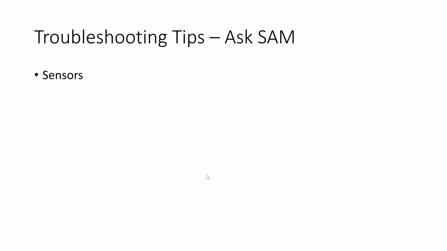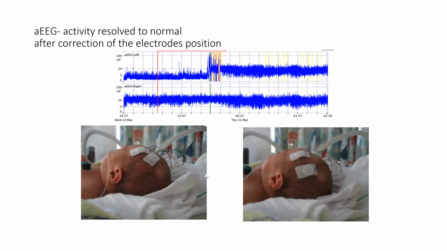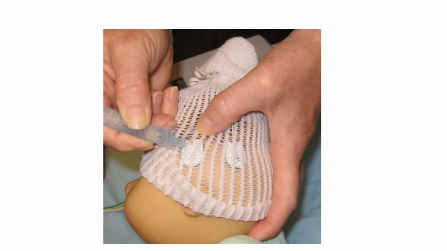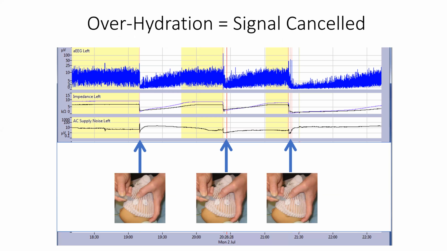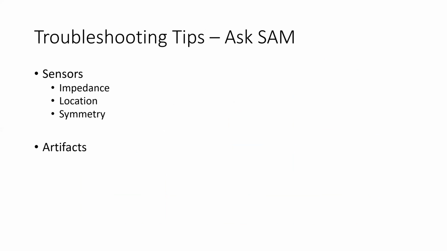So I'm going to stop sharing that and go back to the PowerPoint for a sec. Any questions around that? So we talked about sensors, the distance, some of the issues with edema. We talked about hydrogels and if you hydrate, some of the complications that can happen there. Then we talked about some of the common artifacts, muscle artifact, heart rate artifact. Last month, we talked about medications, so I didn't go too much into that. And then the monitor settings.